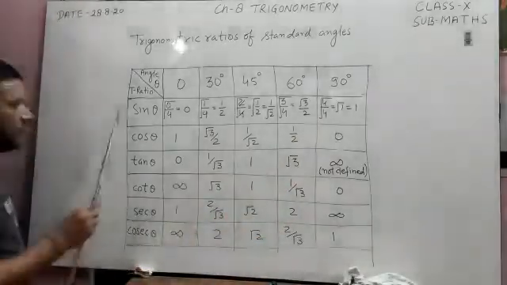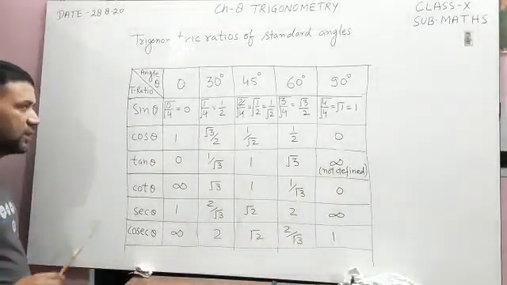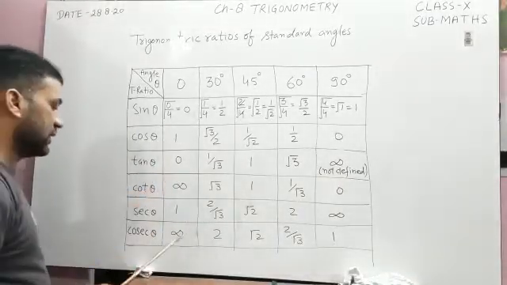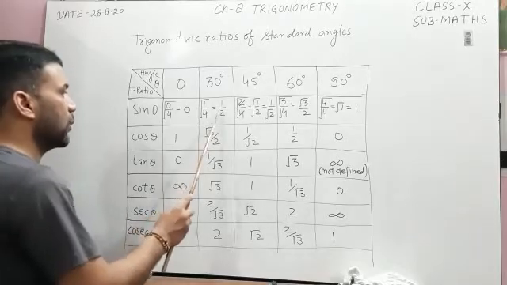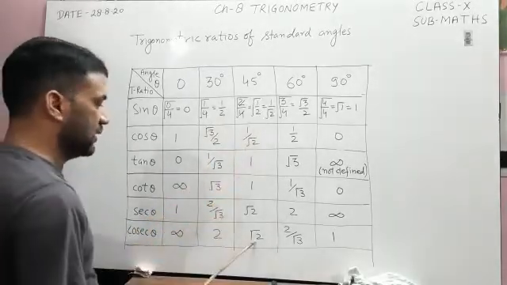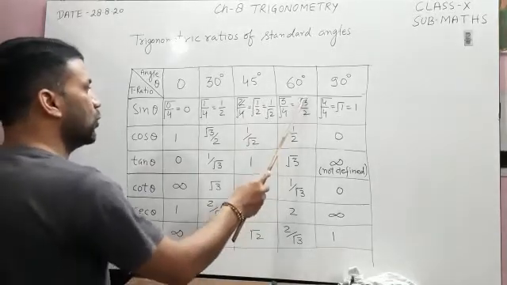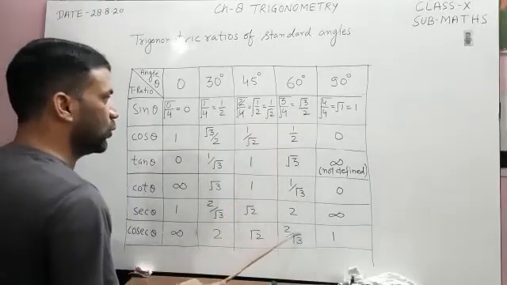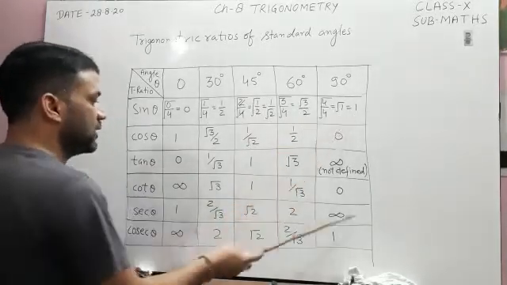And similarly, by reciprocal of sin theta, get the value of cosec theta. The reciprocal of 0 is not defined. Reciprocal of 1 upon 2, that is 2. Reciprocal of 1 upon root 2 is root 2. Reciprocal of root 3 upon 2 is 2 upon root 3, and reciprocal of 1 is 1.